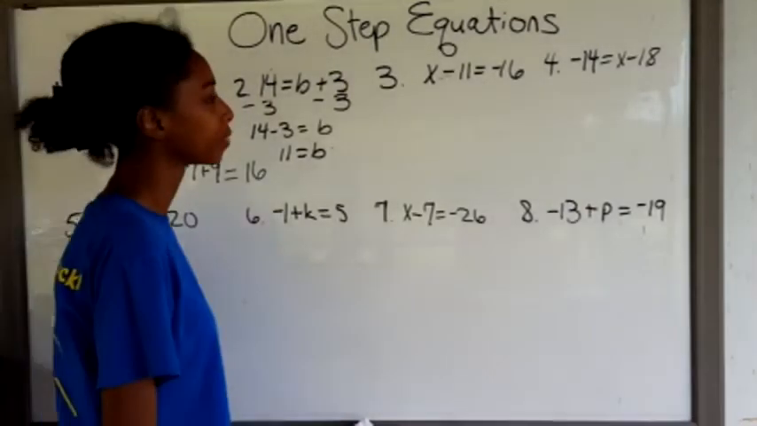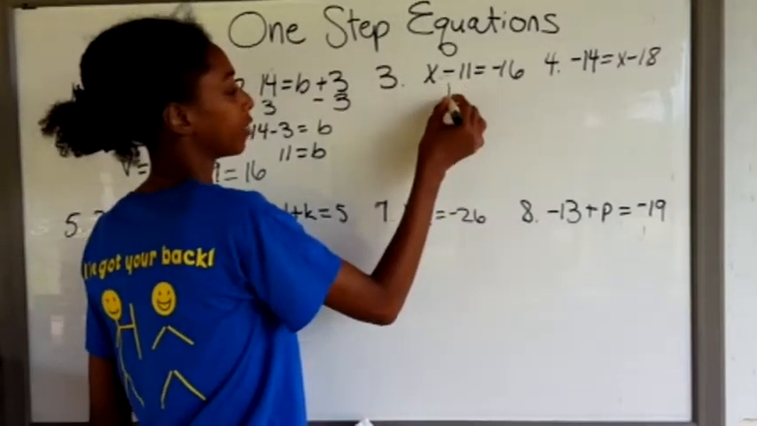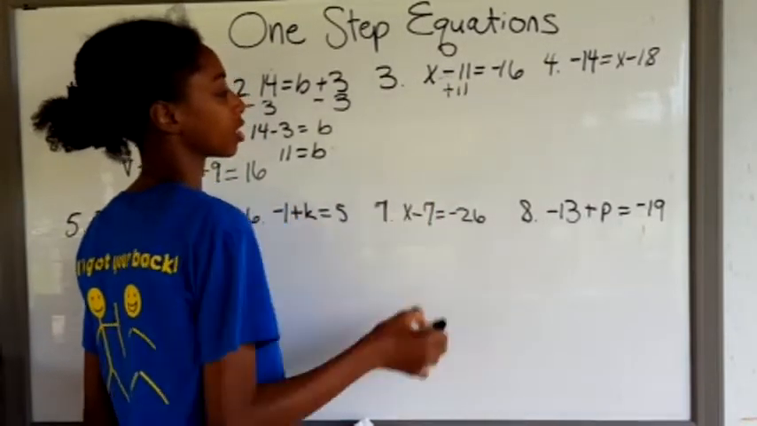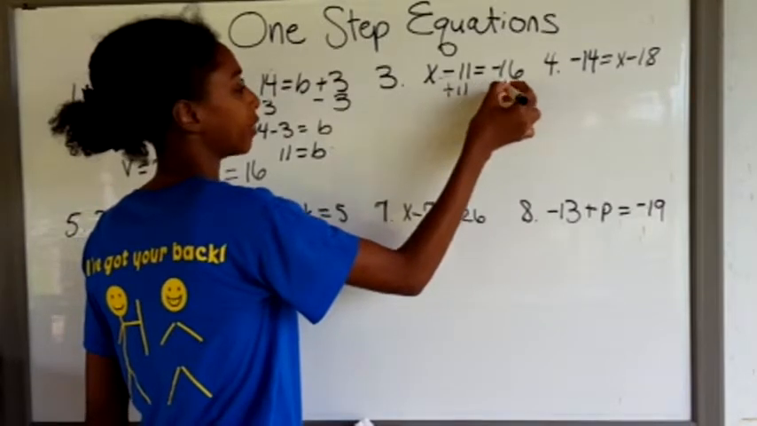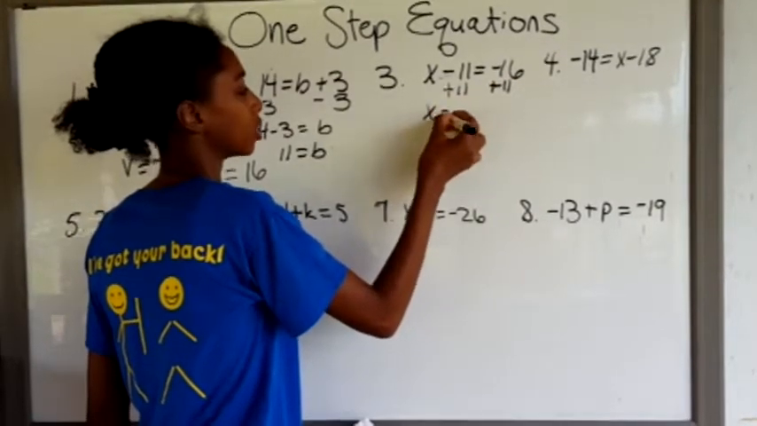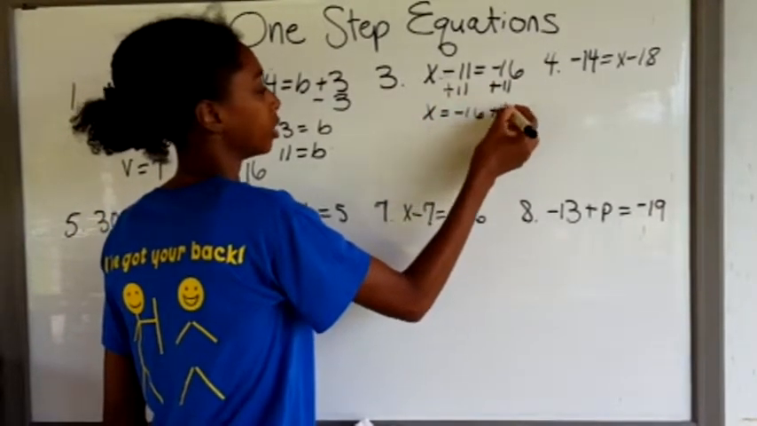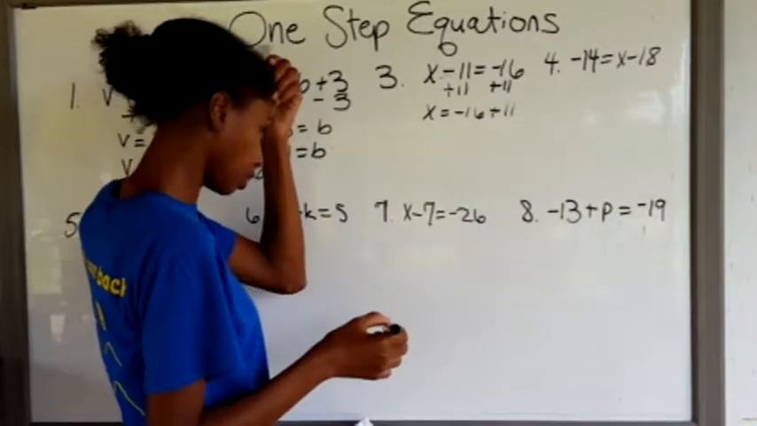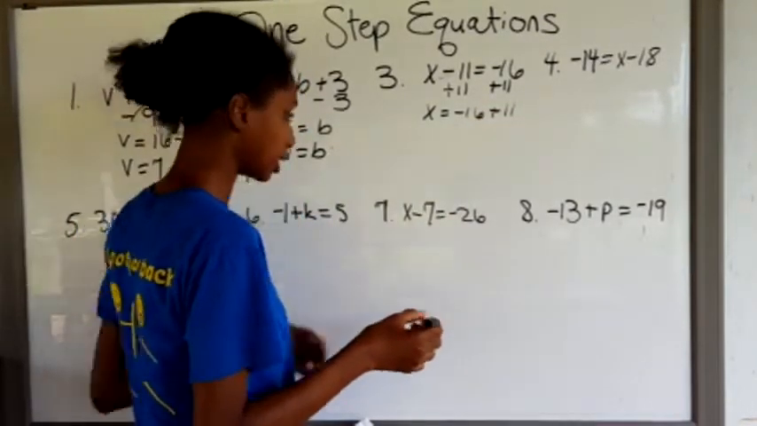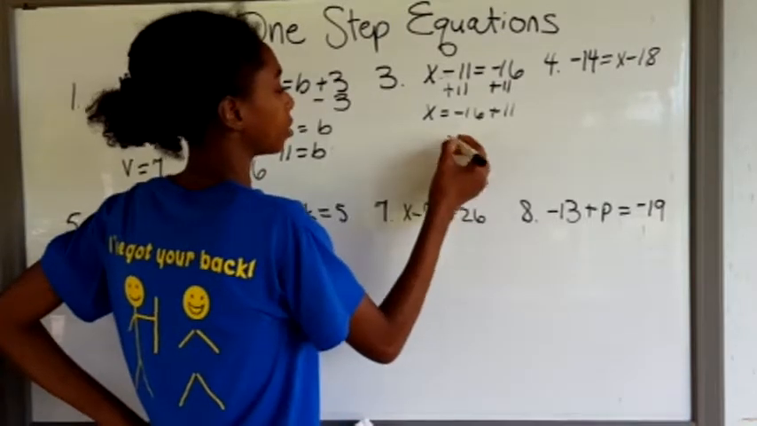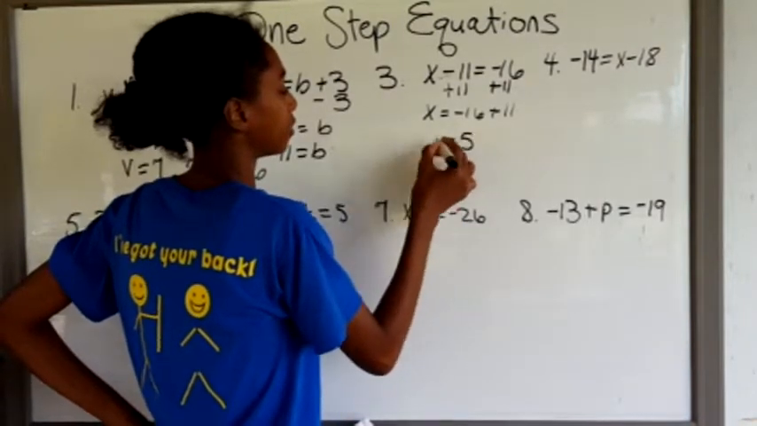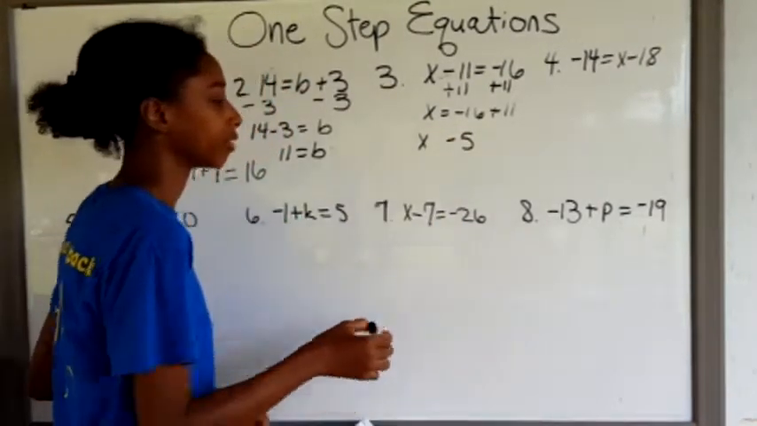Alright, number 3, we're going to add 11, because we're subtracting, so we add 11, and then we add 11 on that side, so x equals negative 16 plus 11. Negative 16 plus 11 is negative 5, so x equals negative 5.